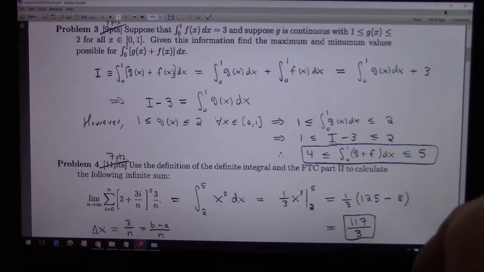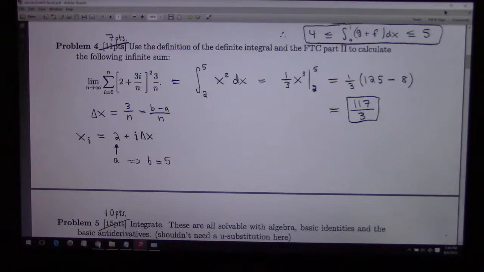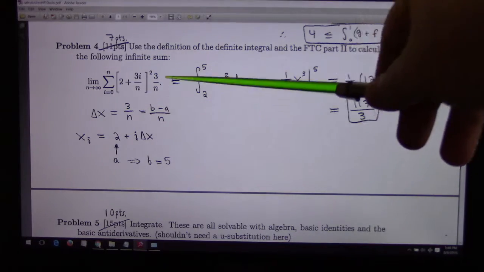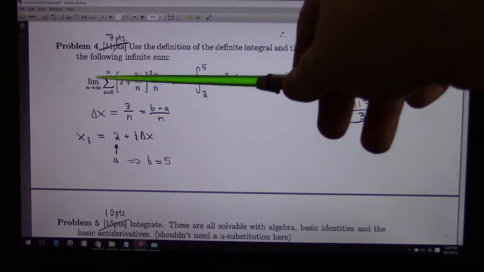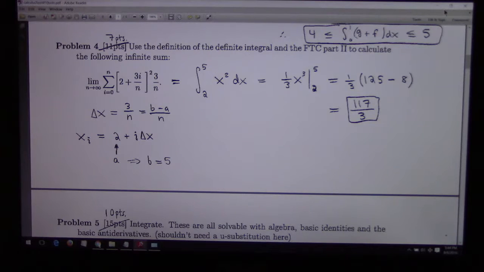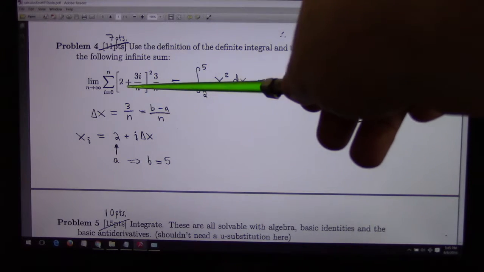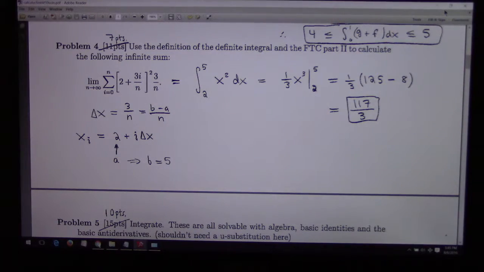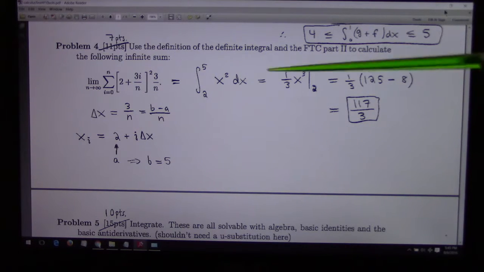All right, problem 4. Use the definition of the definite integral in FTC part 2 to calculate the following infinite sum. So this is kind of a backwards problem. Basically, we're understanding this to be the Riemann sum for some definite integral. So you gotta use your imagination and go, aha, this is f of x sub i, and this is delta x, right? There are many different interpretations possible, but they'll all come with the same number.